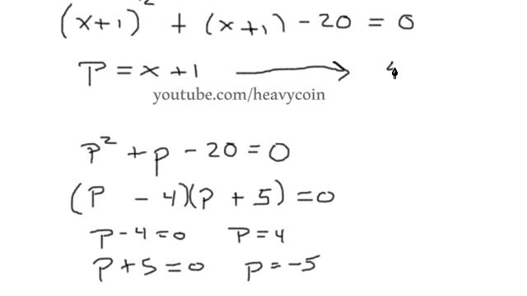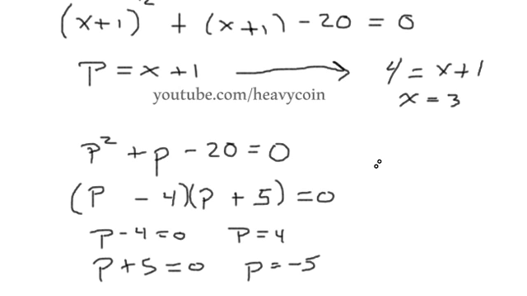So we have 4 is equal to x plus 1. So we're solving for x in this problem, bringing the 1 over. And 4 minus 1 is 3, right? So 3 plus 1 is 4. So it looks like x is equal to 3.